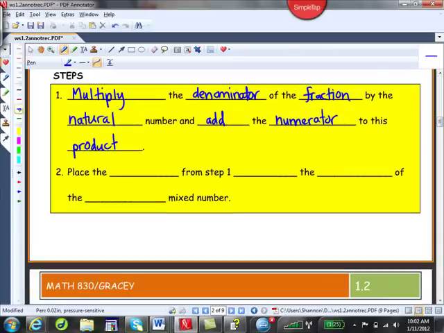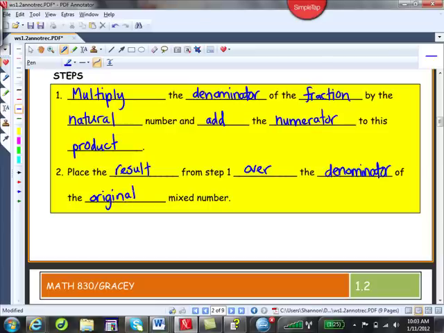All right, so here you place the result from step 1 over the denominator of the original mixed number.